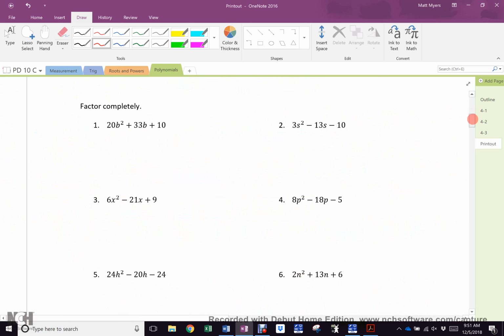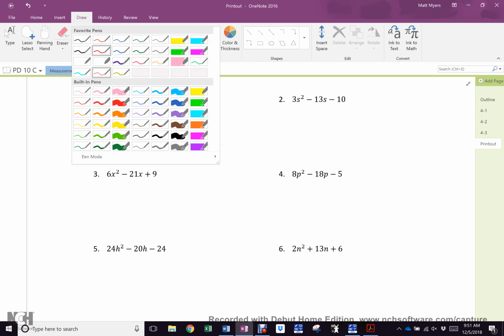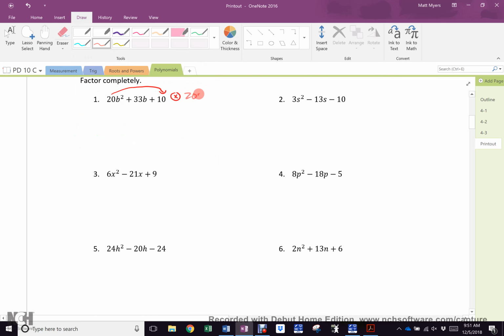The first one's actually quite difficult because the numbers are big. What's ugly there? The 20. What do I want to do? I got to get rid of it. Can I divide it out? No. So I got to multiply this. What do I got to multiply to? 200. What do I got to add to? 33. Is it 1 and 200?